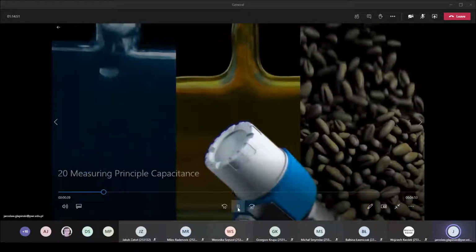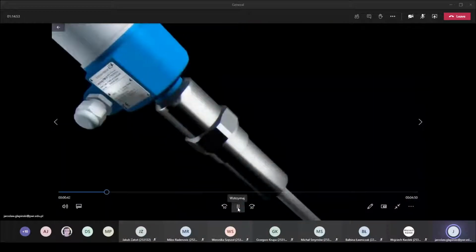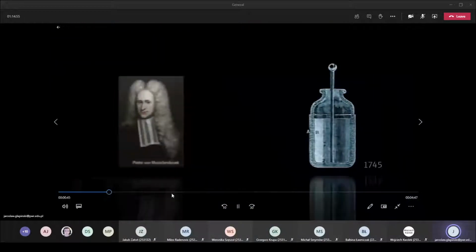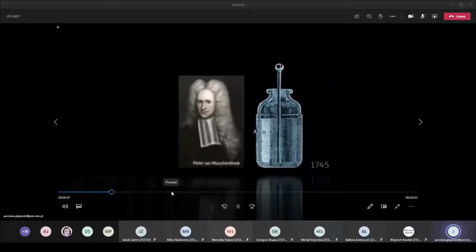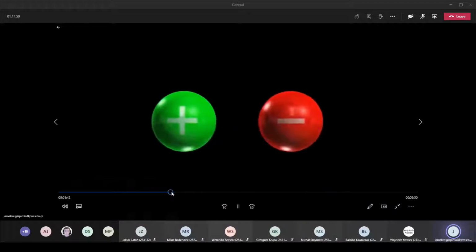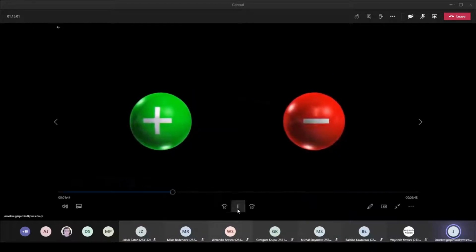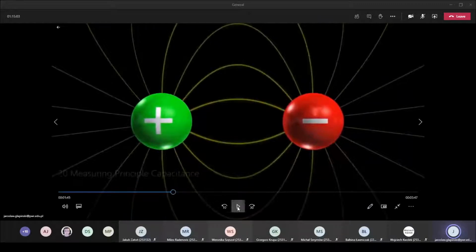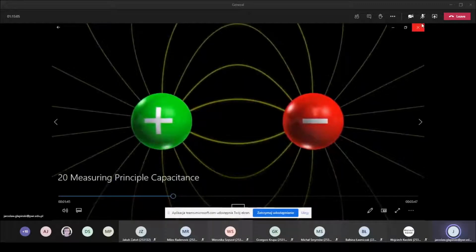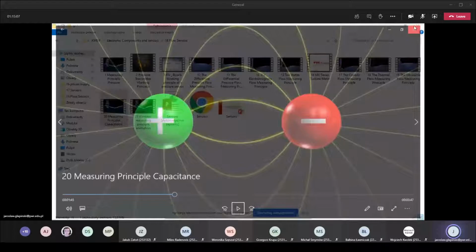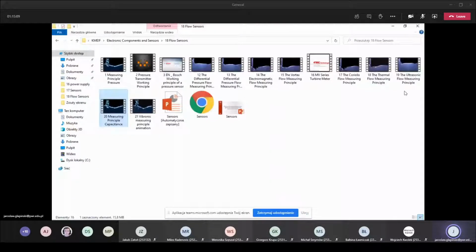Measurement according to the capacitance principle. The oldest capacitor design goes back to Ewald Georg von Kleist and Peter. Okay, so sorry, it's not this film. It's not this film. Coriolis, this one.